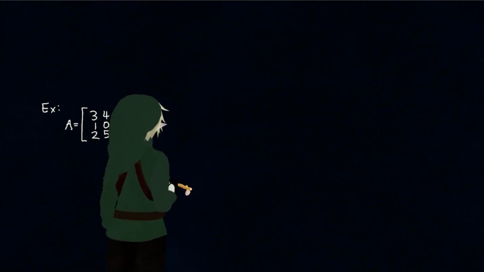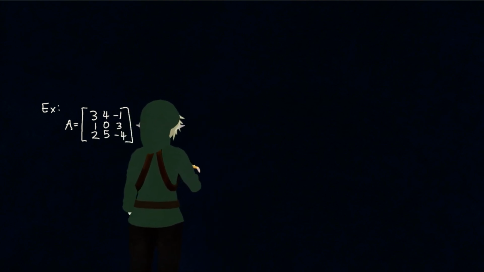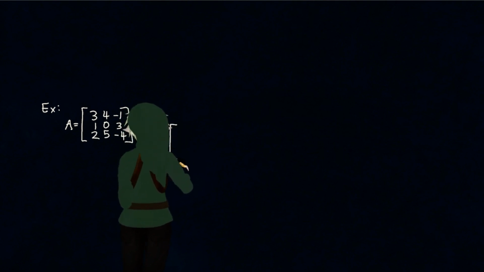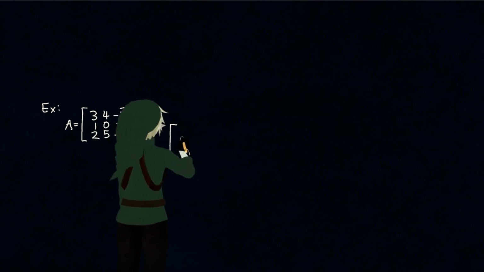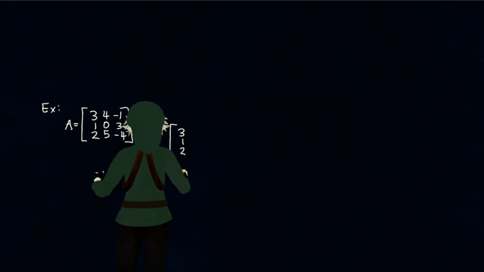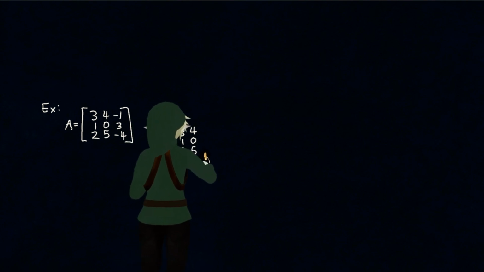Here's how the program works, and how computers compute the inverse. What we do is turn it into a big, gigantic, double augmented matrix. So we put A here, and we'll go ahead and put 3, 1, 2, 4, 5, -1, 3, -4.